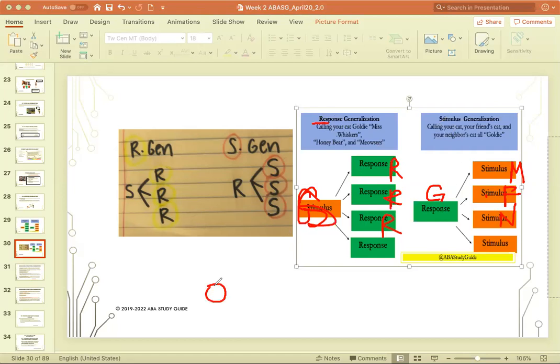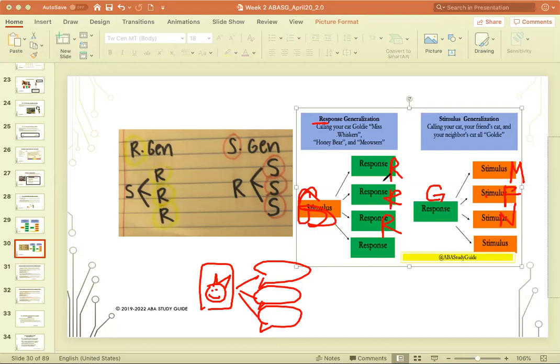So the cat is the stimulus that's present. You walk in a room and there's one stimulus. Here's the cat, here's Goldie. And there are 3 different things that you can call her, 3 different responses. Sometimes I call her over by saying, hey Goldie, hey Miss Whiskers, it's time for dinner. Sometimes, hey Honey Bear. There's one stimulus, only one Goldie, but a lot of different responses. Therefore, response generalization.